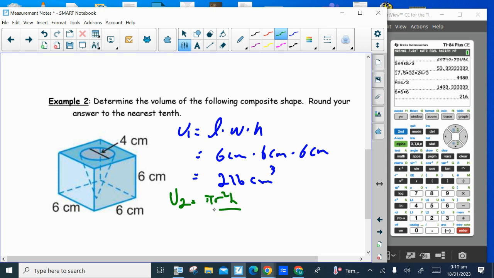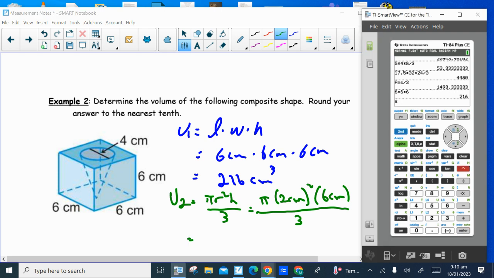And then volume 2 would be the volume of the cone that has been cut out. Pi r squared h over 3. Again, you're given the diameter to be 4 centimeters, so r, the radius, would be 2 centimeters. The height of this cone is the height of the box. They're the same number, which is 6 centimeters. So now we'll go pi times 2 squared times 6 divided by 3. 25.13.